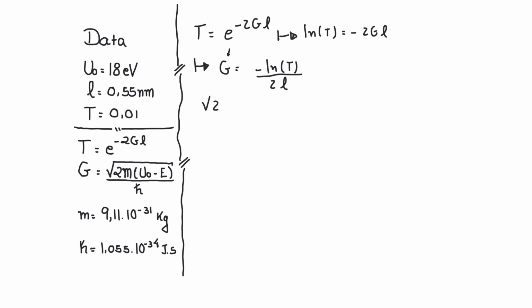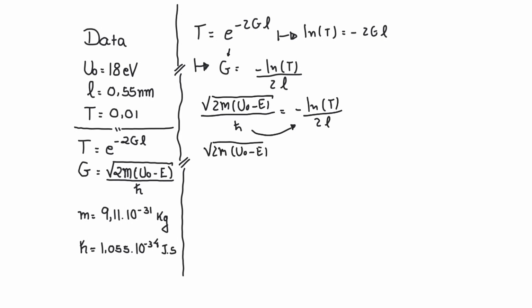The square root of 2m(U0 minus E) divided by h bar is equal to minus the logarithm of T divided by 2 times L. Now we have to solve for the energy. So we send the h bar to the other side to get the square root of 2m(U0 minus E) is equal to minus the logarithm of T times h bar divided by 2 times L.